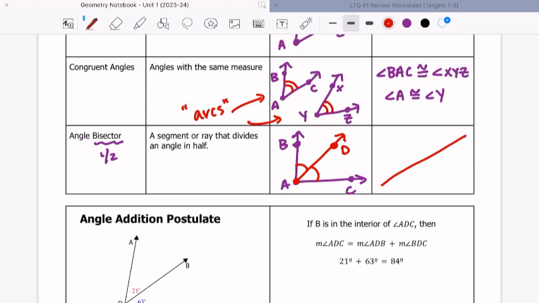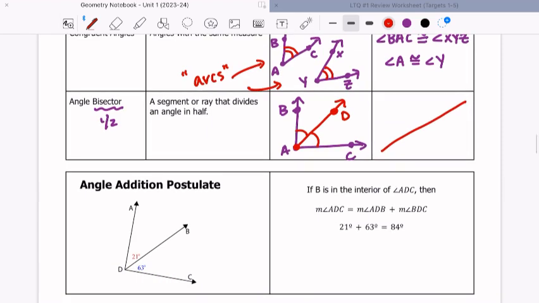Okay, just like we had a segment addition postulate, we also have an angle addition postulate. This just tells us how we can add angles together. So reading this, it says that if B is in the interior of angle ADC, then the measure of angle ADC is equal to the measure of angle ADB plus the measure of angle BDC. So if I'm just going to highlight this, the measure of angle ADC looks like it's the whole angle. The measure of angle ADB is this portion here, and the measure of angle BDC is this angle here. So it's just saying that our small angle plus our small angle is equal to our big angle.